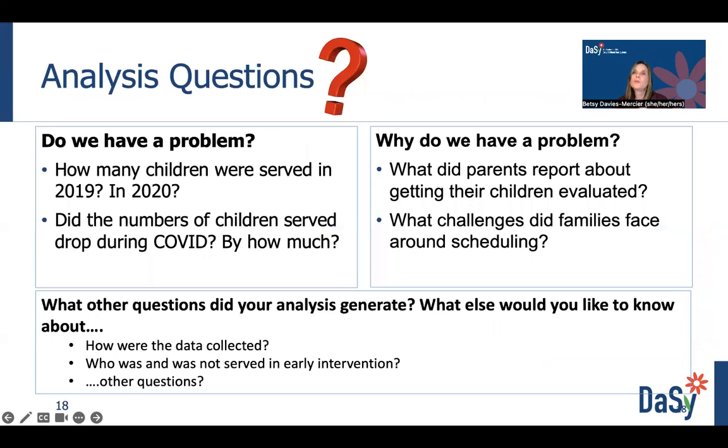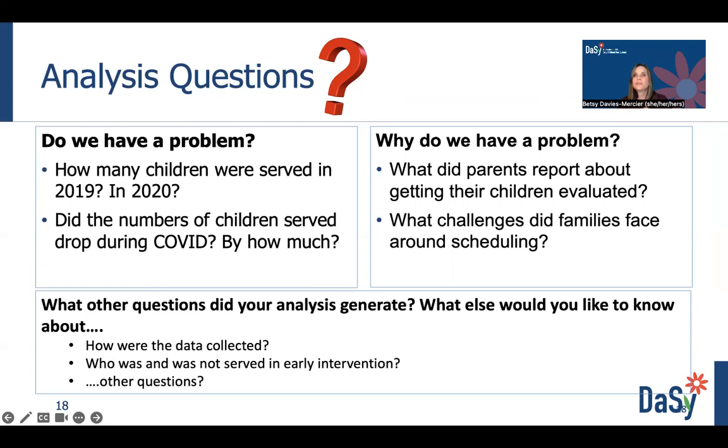In this example, we used quantitative data to determine if our hypothesis about serving fewer children in Part C during COVID was true. Then we used qualitative data to provide some context about why the drop in services might have occurred. We learned that the number of children served did drop below numbers served in the previous 2 years. And we heard from some parents that long waits to talk to their pediatrician meant that they did not start the Part C assessment process as soon as they might have.